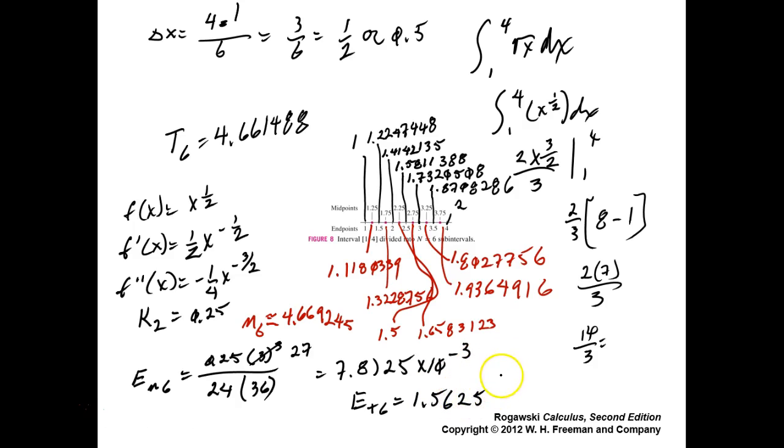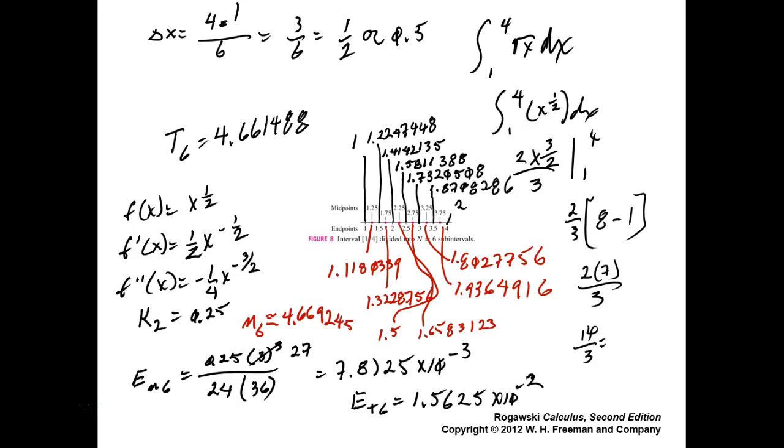1.5625 times 10 to the minus 2. Isn't that what you get? No, I'm just doubling that because frankly, the trapezoid error is twice what the error is on the midpoint. Still pretty small. So K2 is going to be the same, 0.25.